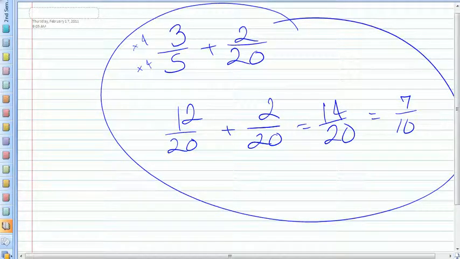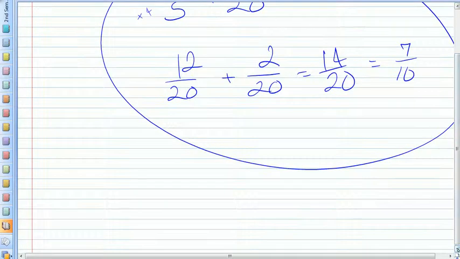An alternative to the traditional method of adding fractions when the denominators are multiples of each other is something called the C method. Okay, and the C method works like this. Let's take the same problem, 3/5 plus 2 over 20.